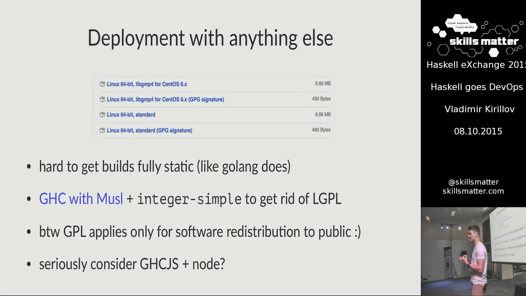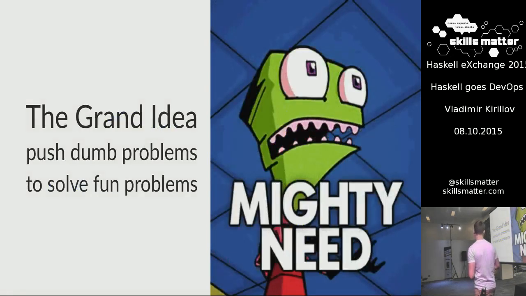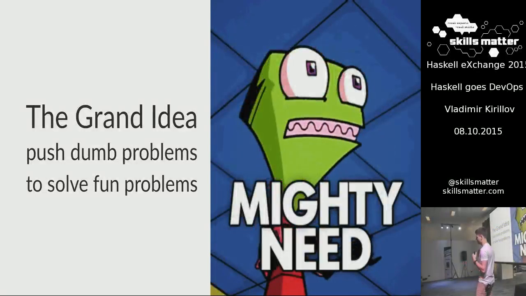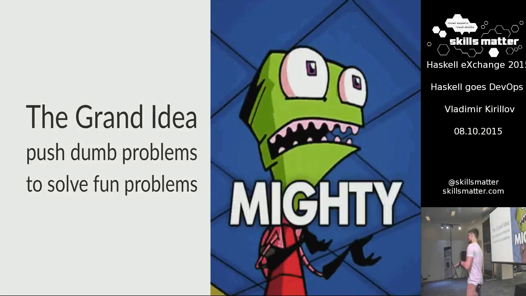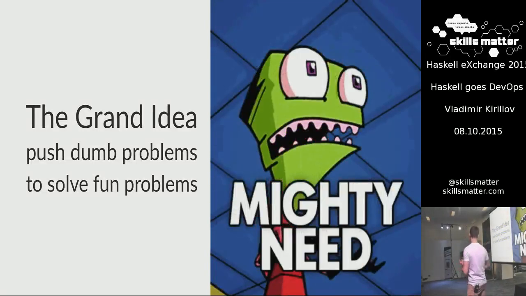Like if you think of Light Table, which is a Clojure IDE / text editor, it's written in ClojureScript and runs inside Node WebKit, and that's OK. And it really works. So the grand idea, if you want to use Haskell for some big product, is you just have to push dumb problems around, right, and just focus on the interesting stuff, right?